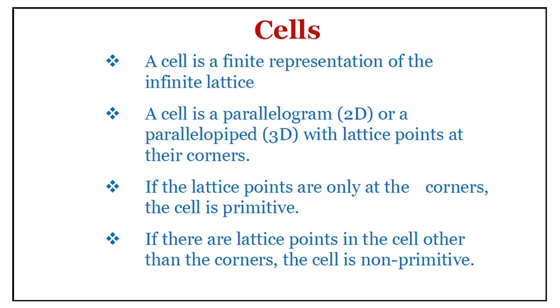Now, coming to the cell, a cell is nothing but a finite representation of the infinite lattice. A cell is a parallelogram, maybe 2D or 3D, with lattice points at its corners. If the lattice points are only at the corners, then the cell is called primitive. If there are lattice points in the cell other than the corners, they are called non-primitive.